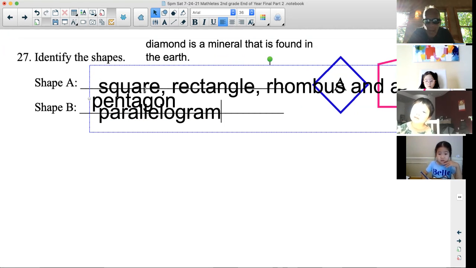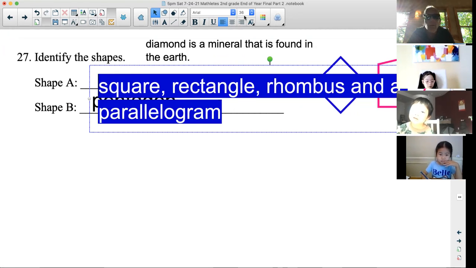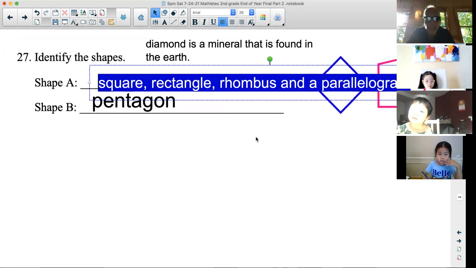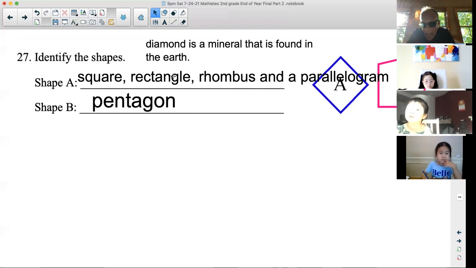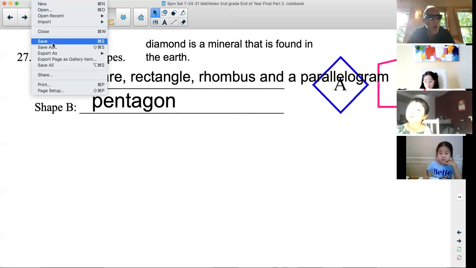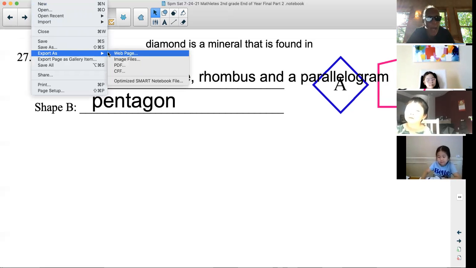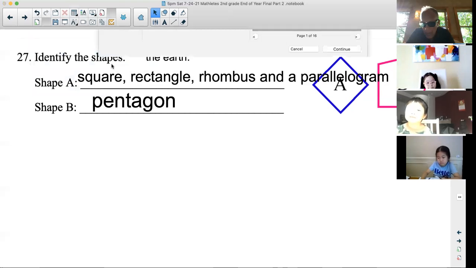So I'm going to make that a little bit smaller. Here we go, guys. Shape A is a square, a rectangle, a rhombus, and a parallelogram. And next week, I will explain more about why that's what they're called.